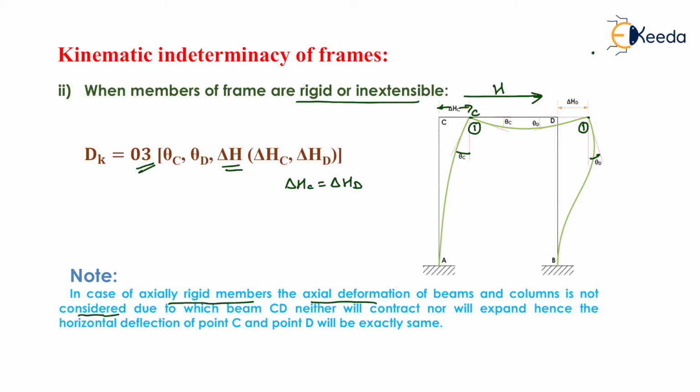Now note that in case of axially rigid members, the axial deformation of beams and columns is not considered, due to which beam CD neither will contract nor will expand, hence the horizontal deflection of points C and D will be exactly the same. Now that is all about the indeterminacy of frame.